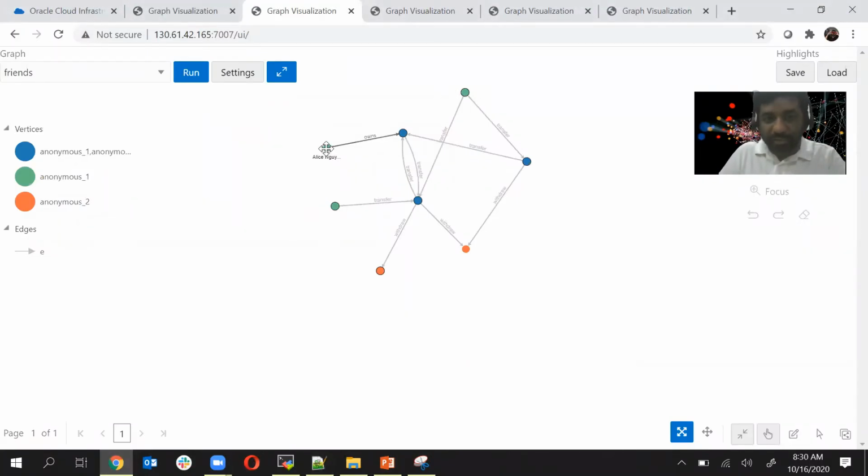We can see that Alice owns this particular account, and from that account there are multiple transfers to different accounts. The individual accounts related to that account also have transfers from different accounts. You have transfer-related information, and you also have withdrawal-related information. So you can have multiple properties associated with different vertices.